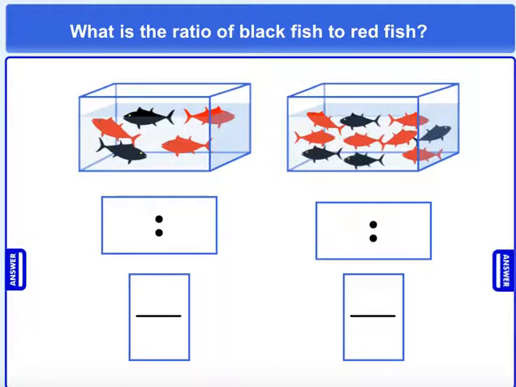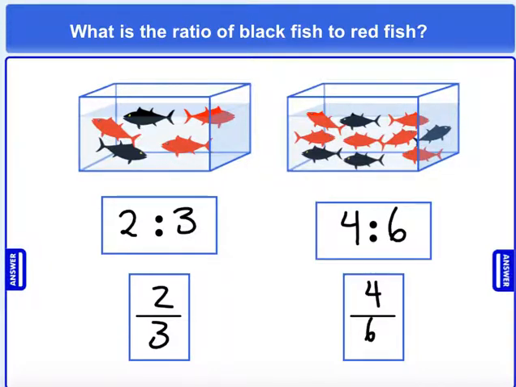Now, if we're looking at the ratio of black fish to red fish, we would say we have 2 black to 3 red. We can show that as a fraction too. And in the second one, we see we have 4 black fish to 6 red fish, 4/6. But when we look at these, we say, isn't that the same ratio? We would say yes, because these reduce to 2/3, or 2 to 3. We want to show them in the simplest form possible.